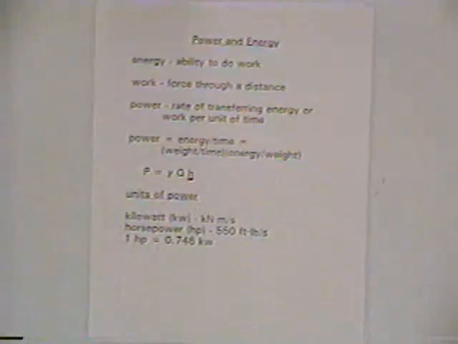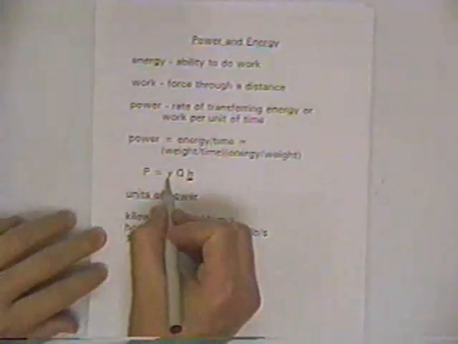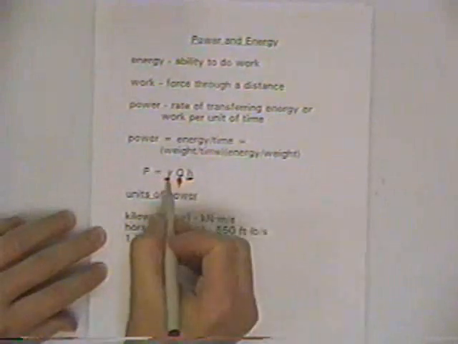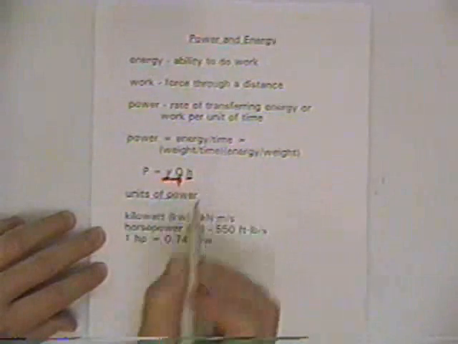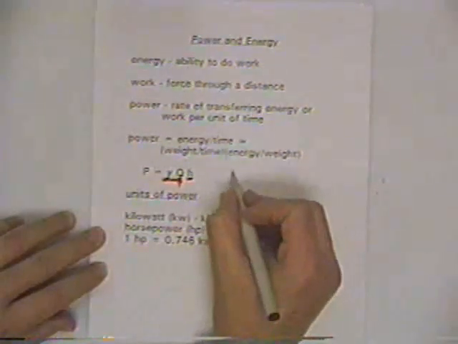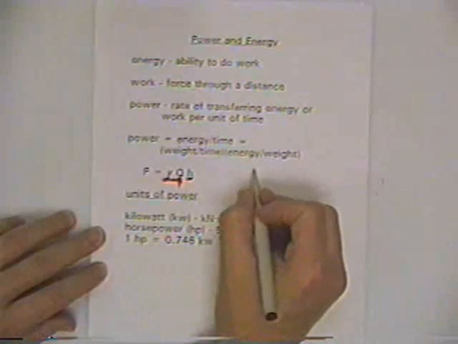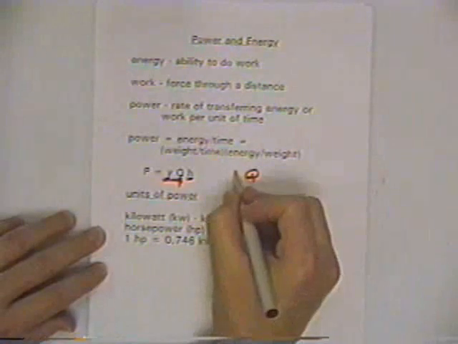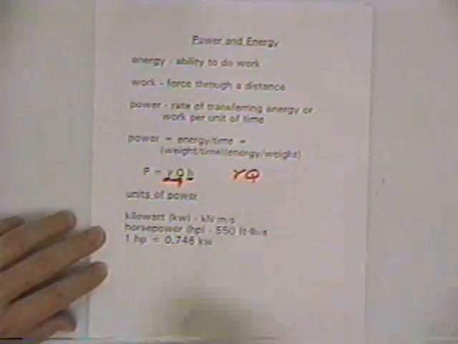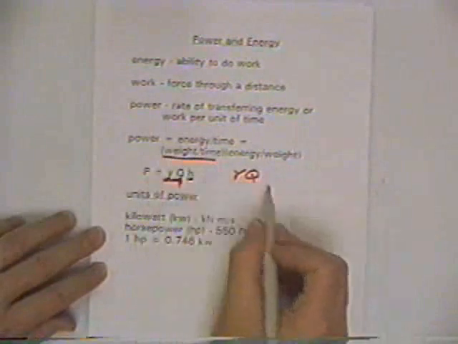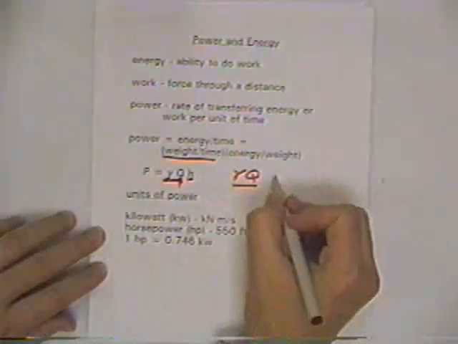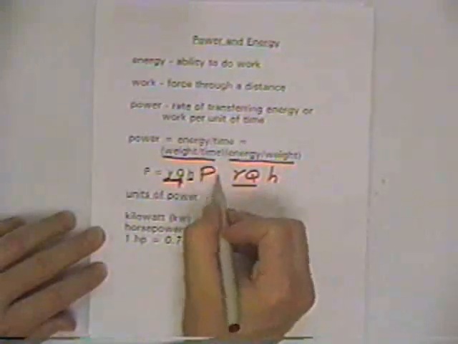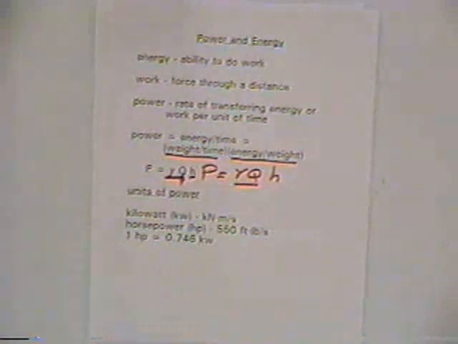And then as far as a weight per time, if you've got a volume per time, a Q, a volumetric flow rate, and you multiply that by unit weight, that gives you a weight per time. And then you multiply that by head, and head is an energy per weight, and that gives you power. And so that's our power equation.